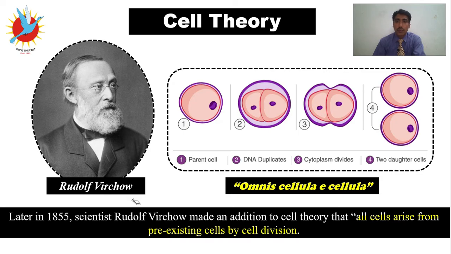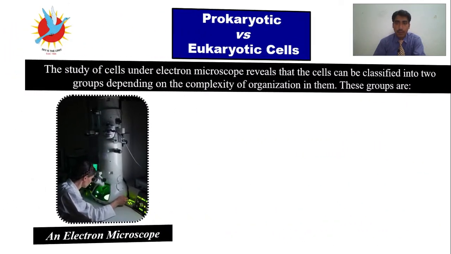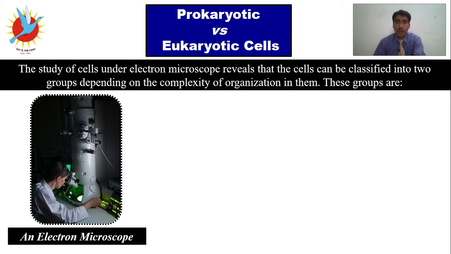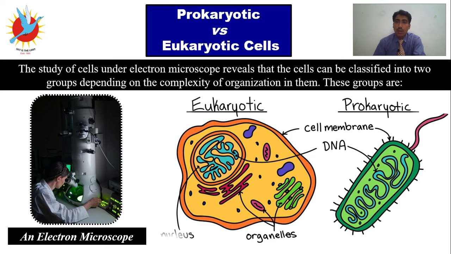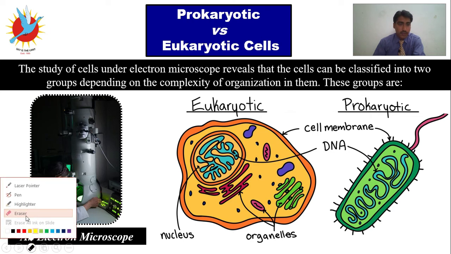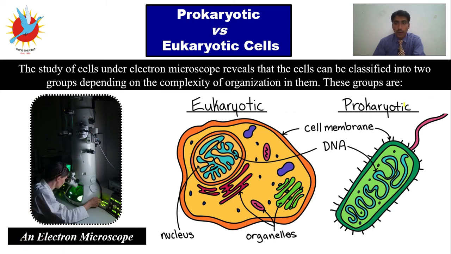We are going to discuss another point of this chapter, which is the difference between prokaryotic and eukaryotic cells. The study of cells under the electron microscope reveals that cells can be classified into two groups depending on the complexity of the organization in them. These groups are prokaryotic cells and eukaryotic cells.